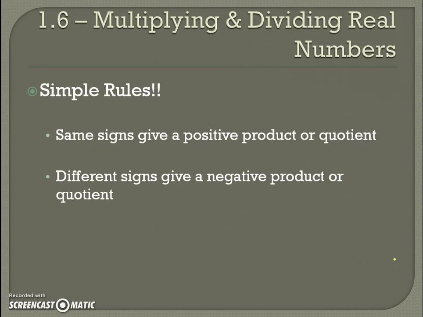First rule, same signs give a positive product or quotient. Different signs give a negative product or quotient. So this isn't anything that's new to you. You should have learned this probably in 6th grade would be my guess.